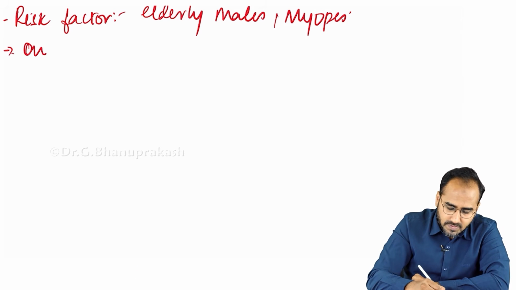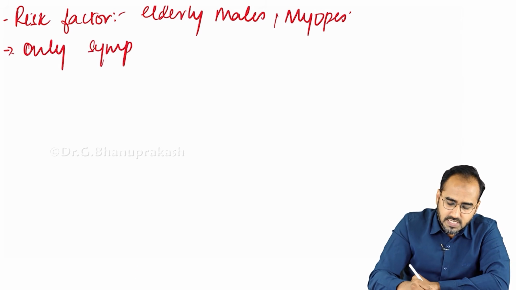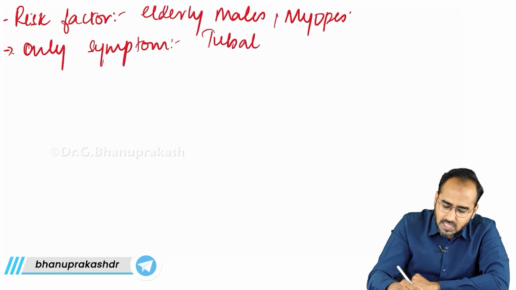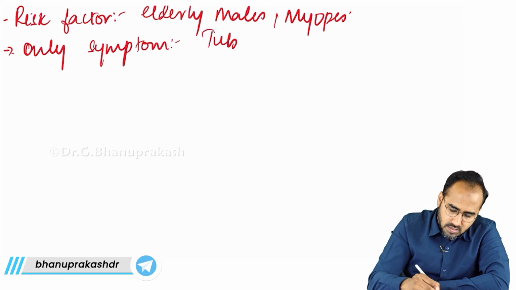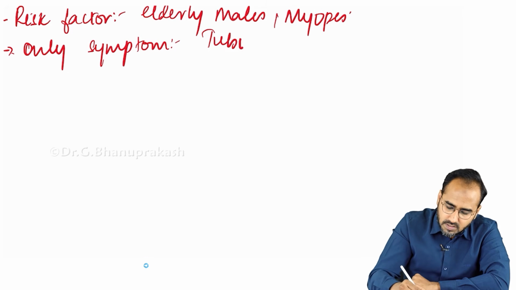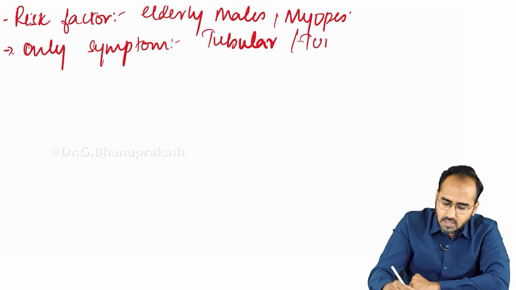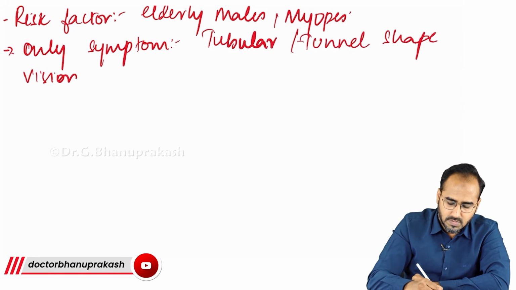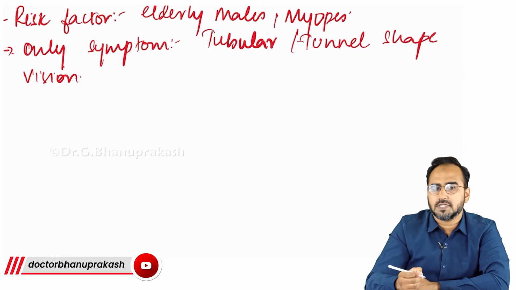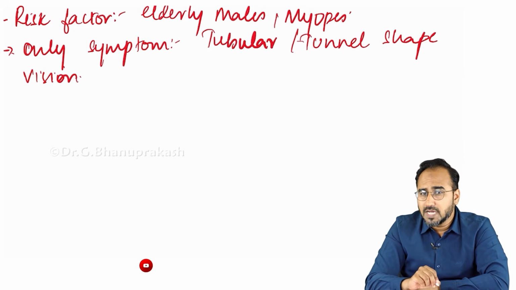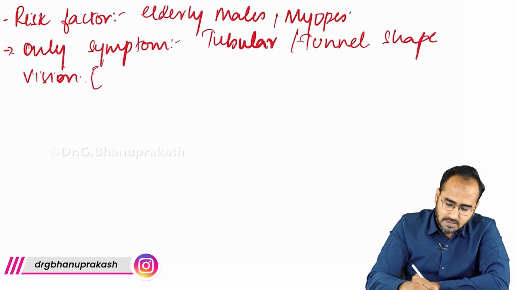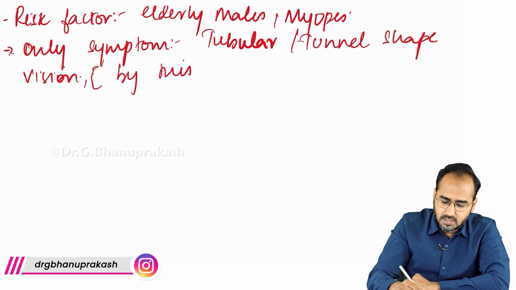The only symptom of open angle glaucoma is what, guys? Patient will be having tubular or tunnel shaped vision. Tubular or tunnel shaped vision. Okay? Patient will be having tubular or tunnel shaped vision. Right? And by this stage, the disease will be already in an irreversible state.